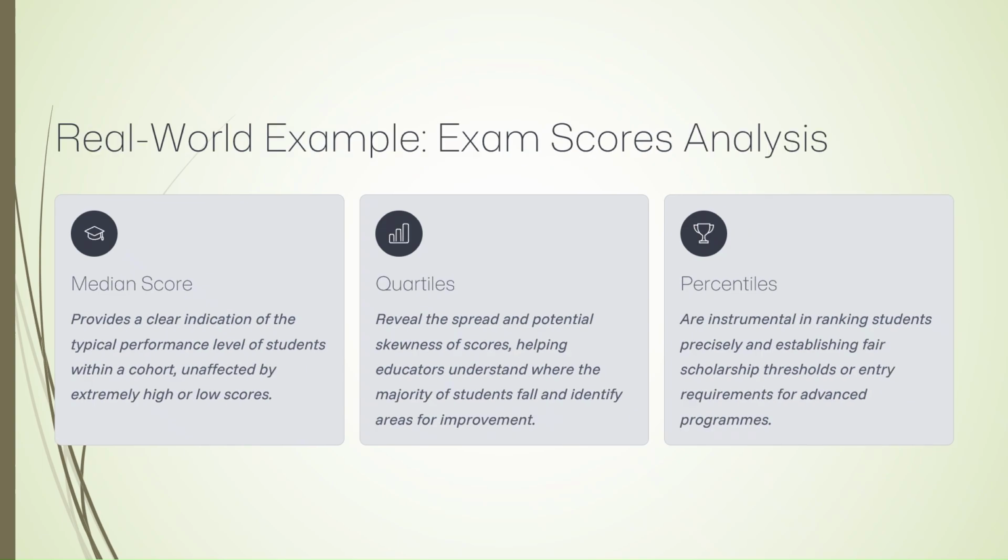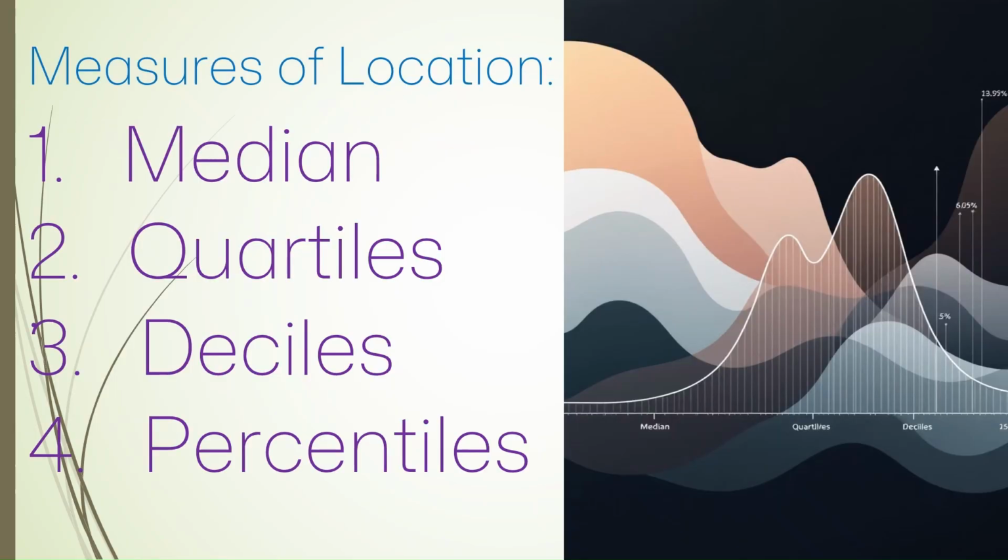Measures of location indicate where a particular value lies in relation to the entire dataset. Unlike measures of central tendency, which describe the center of the data, measures of location describe the distribution and relative standing of the data values. The most commonly used measures of location are median, quartiles, deciles, and percentiles.